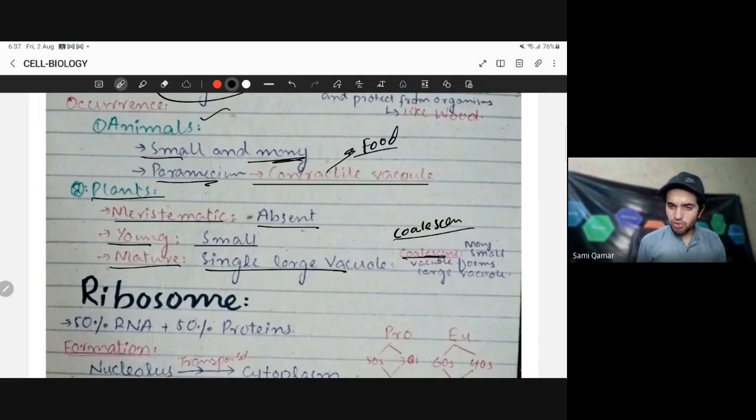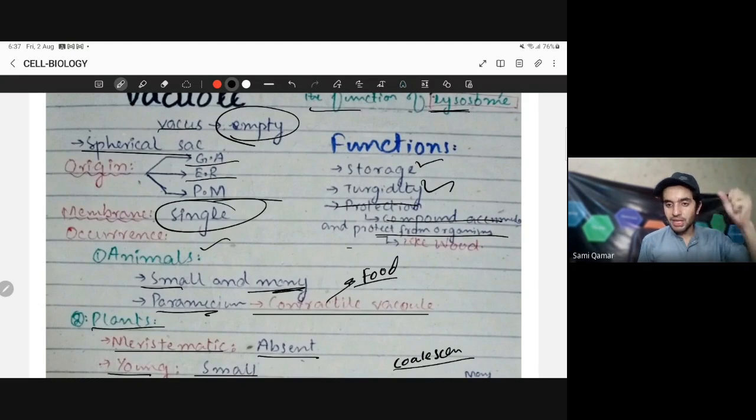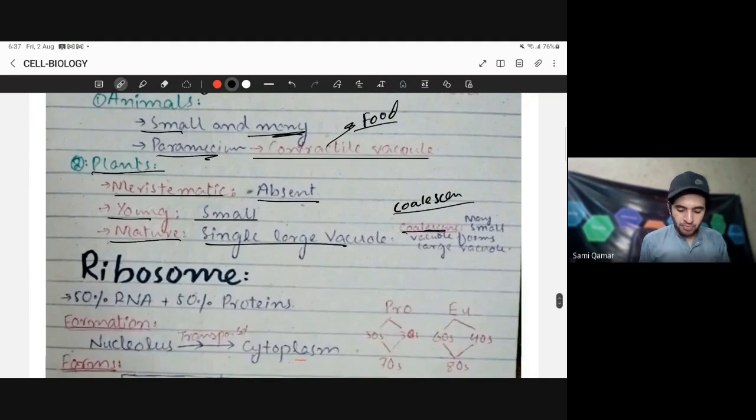Though the vacuole itself is not that important, its function is important. It will store water. When it swells with water, the phenomenon is known as turgidity, and the cell is turgid. It will protect: compounds will accumulate and protect from organisms, like in wood. You see it is very hard, because of the deposition of lignin. Lignin will be stored in vacuoles and that will become hard, so it will protect the plant. Wood will be very hard, so it helps in protection.